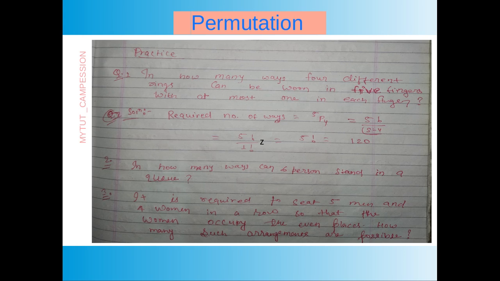Now similarly, the third question: it is required to seat 5 men and 4 women in a row so that the women occupy the even places. How many such arrangements are possible? There are 5 men and 4 women to be seated in a row such that the women occupy the even places. So how many such arrangements are possible?